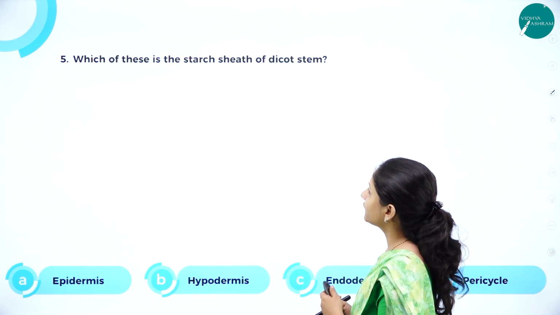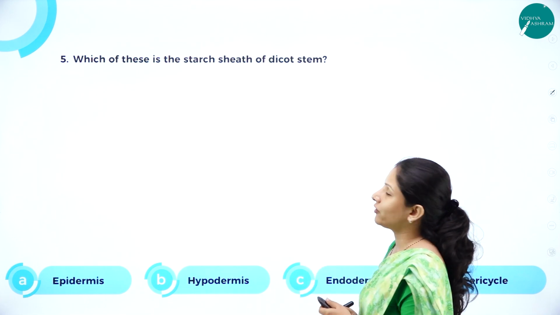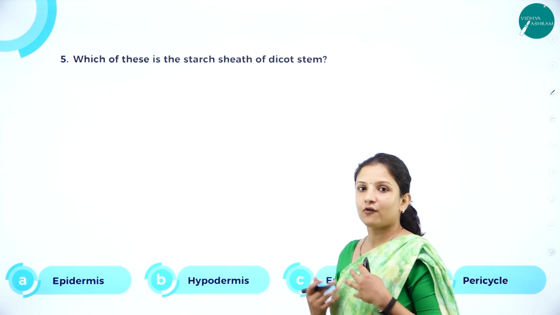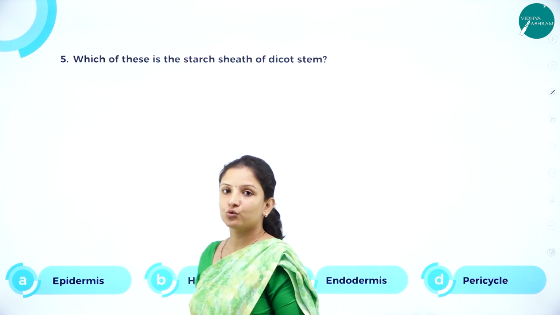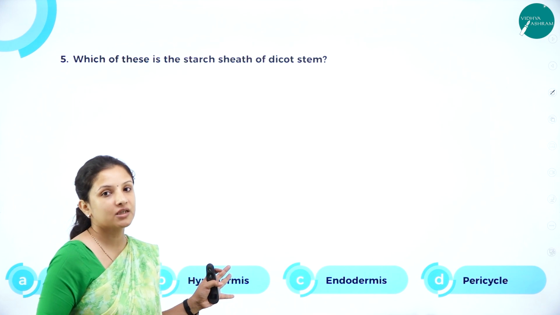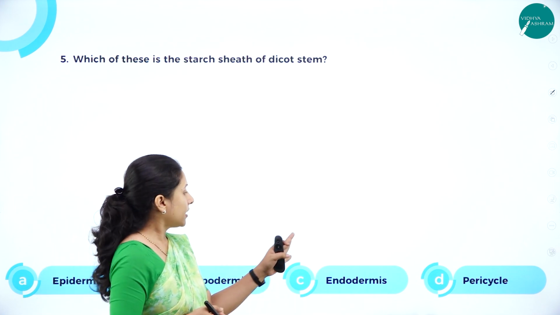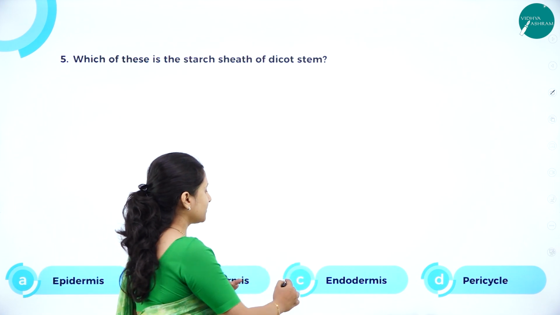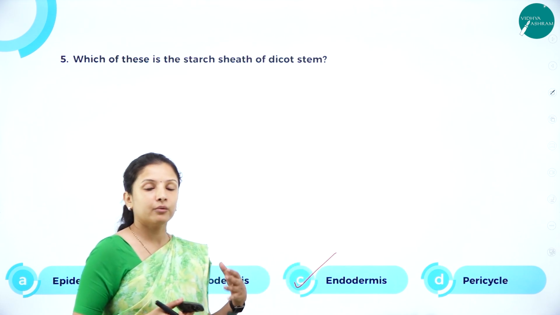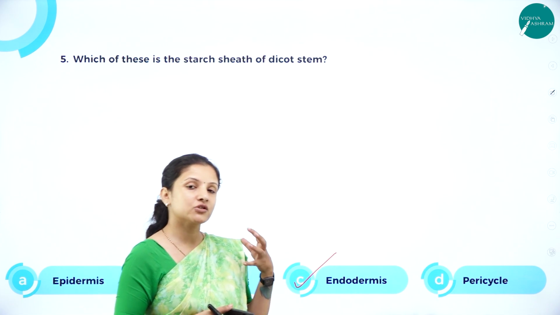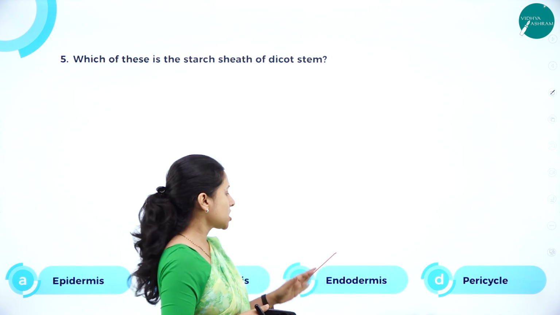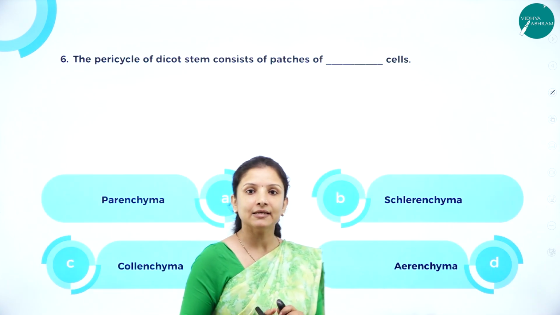Next question, which of these is the starch sheath of dicot stem? Is it epidermis? Epidermis, no, it forms the outermost covering. It has nothing to do with the storage of starch. Is it hypodermis? Hypodermis forms the region of the cortex. Endodermis, it is endodermis because endodermis contains elongated or barrel-shaped parenchyma cells which are capable of storing starch. Hence, it is called the starch sheath. Option C is the right answer here.